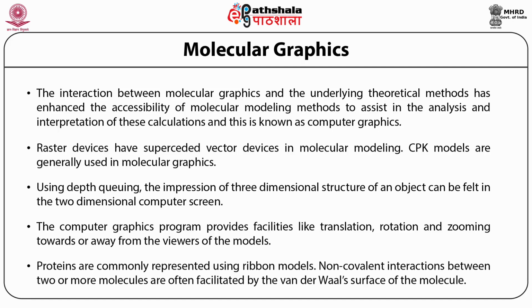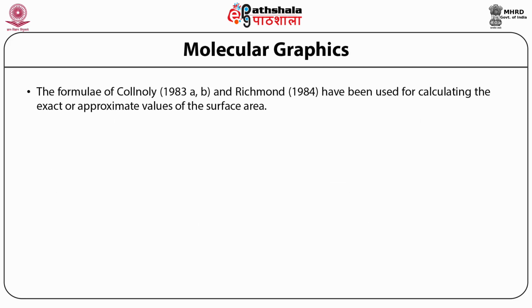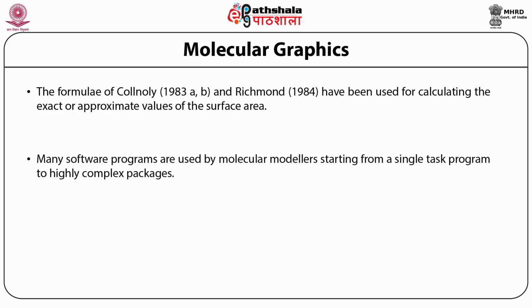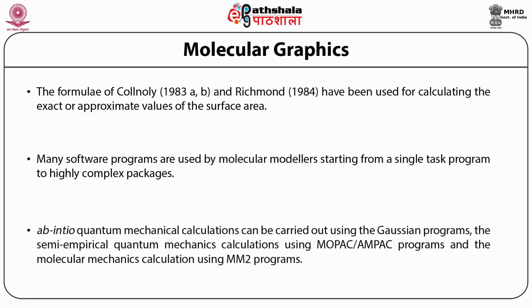Non-covalent interactions between two or more molecules are often facilitated by the van der Waals surface of the molecule. The formulae of Connolly and Richmond have been used for calculating the exact or approximate values of the surface area. Many software programs are used by molecular modelers, from single-task programs to highly complex packages. Ab initio quantum mechanical calculations can be carried out using the Gaussian programs, semi-empirical quantum mechanics calculations using MOPAC or AMPAC programs, and molecular mechanics calculations using MM2 programs.